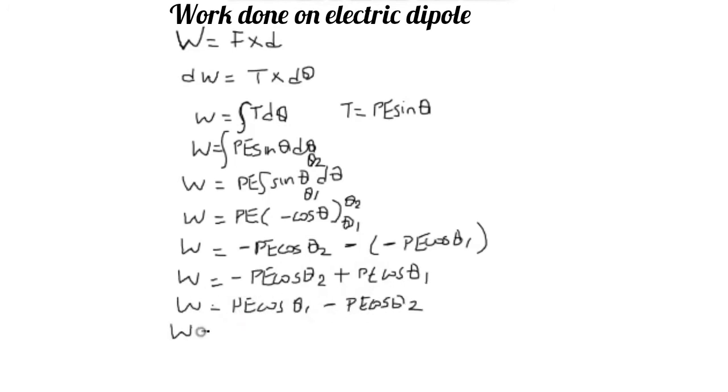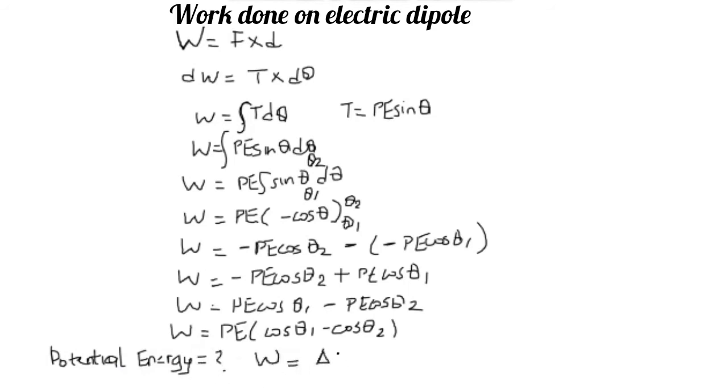You can bring Pe out. W is equal to Pe bracket cos theta 1 minus cos theta 2. And that's our formula to find the work done. How do we find the potential energy? Work done is equal to the change in potential energy: UF, final potential energy, minus UI, initial potential energy.